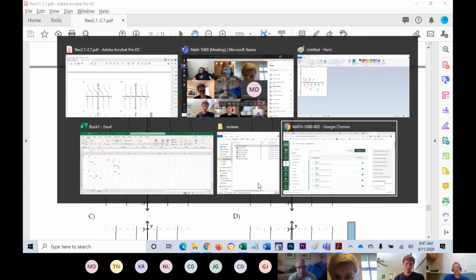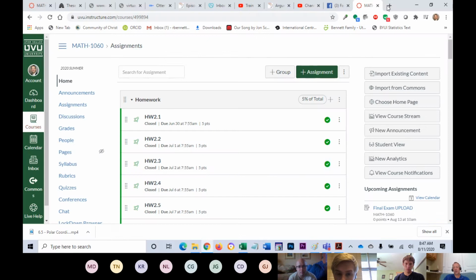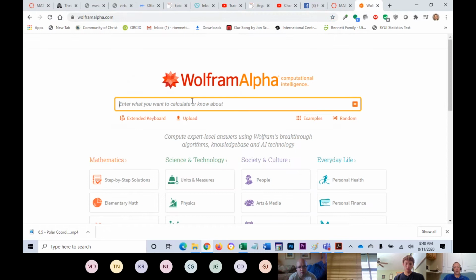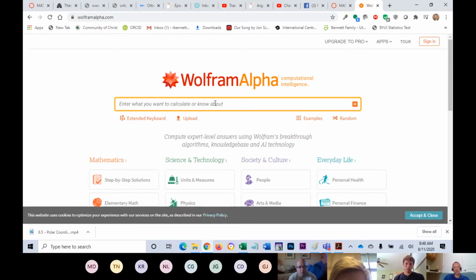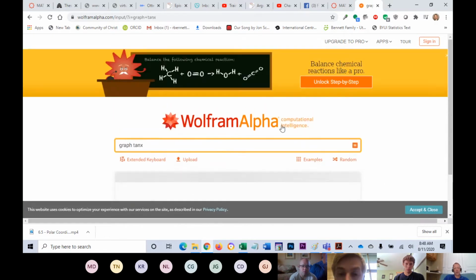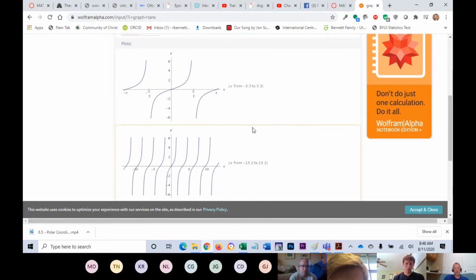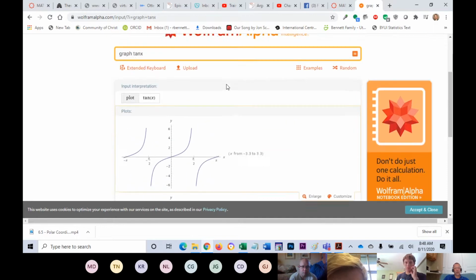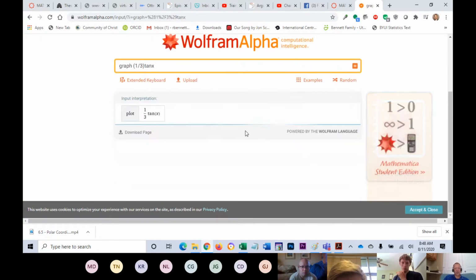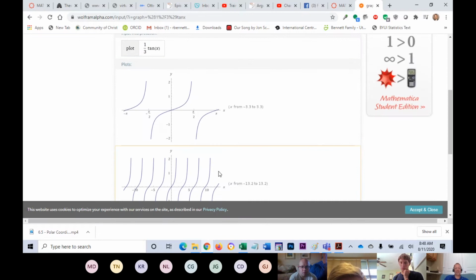Let me see here. There's a website called Wolfram Alpha. Here we go. Just to show you the difference, graph tangent of x. Okay, so this is your graph of tangent of x. You can kind of see that there. Now let's graph 1/3 tangent of x. You can't really tell the difference.